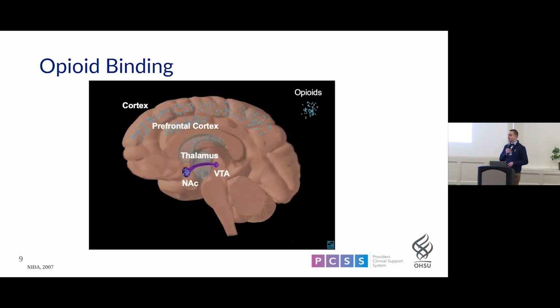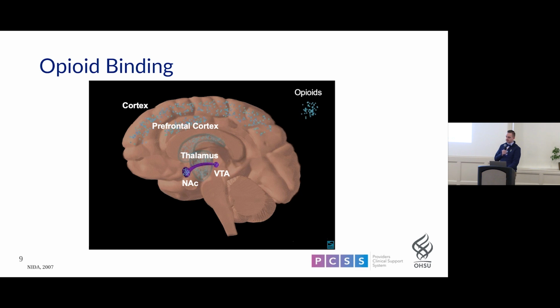And so where are those mu receptors? They're in the prefrontal cortex, the thalamus, the nucleus accumbens, and the ventral tegmental area. So when opioids bind in the thalamus, you get analgesic properties.